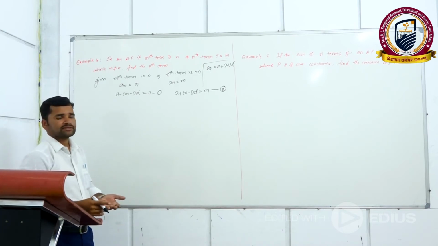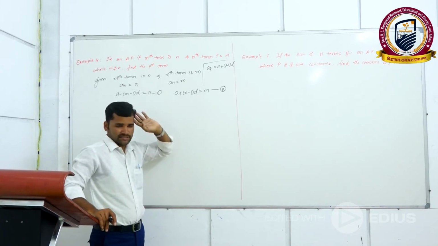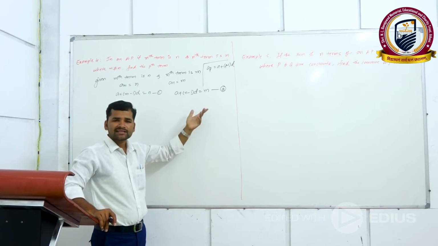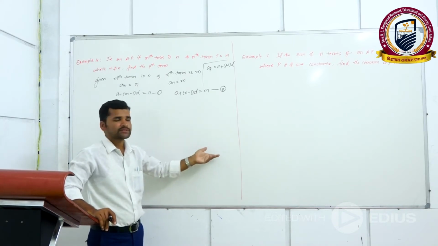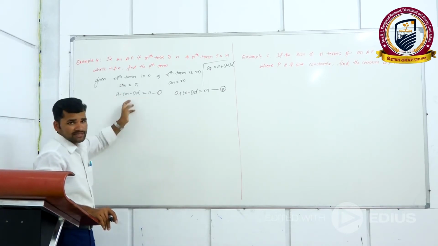The 20th term is a20, that is a plus 20 minus 1 into d. In the same way, suppose they ask you to find the rth term. The rth term is a plus r minus 1 into d. The nth term is a plus n minus 1 into d. Here the mth term is n.